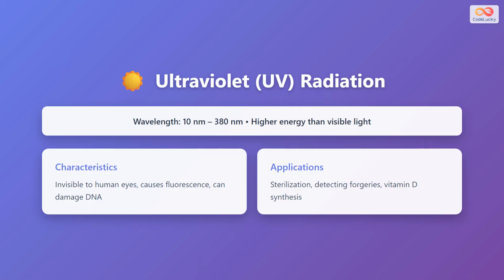Beyond visible light lies ultraviolet radiation, with wavelengths between 10 and 380 nanometers. Ultraviolet has higher energy than visible light and is invisible to human eyes. One key characteristic of ultraviolet radiation is that it can cause fluorescence, making certain materials glow. However, it can also damage DNA, which is why excessive sun exposure is harmful. Despite this danger, ultraviolet has beneficial applications in sterilization and disinfection, detecting counterfeit money and forged documents, and helping our bodies synthesize vitamin D from sunlight.